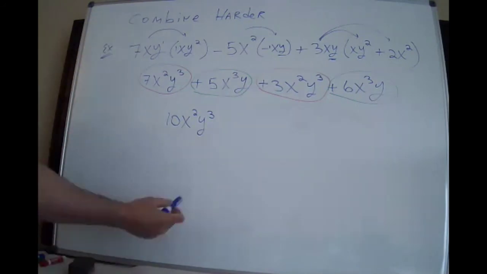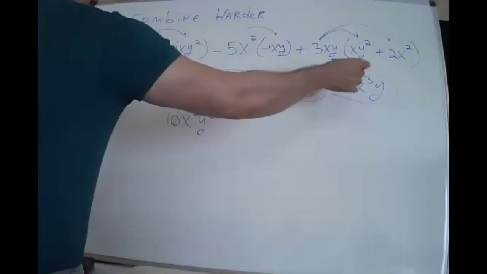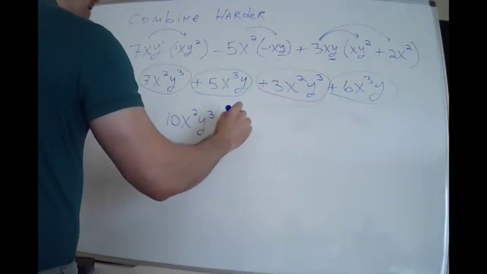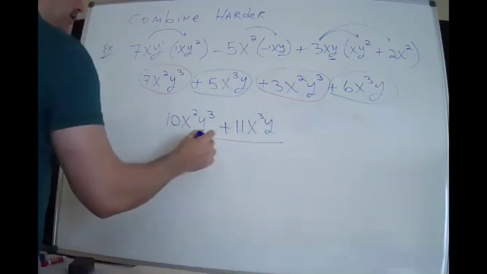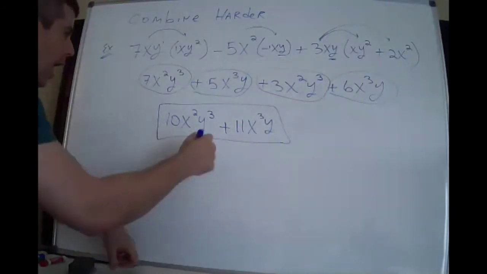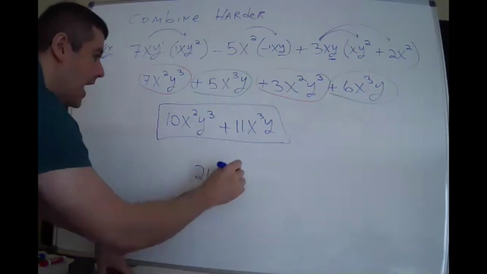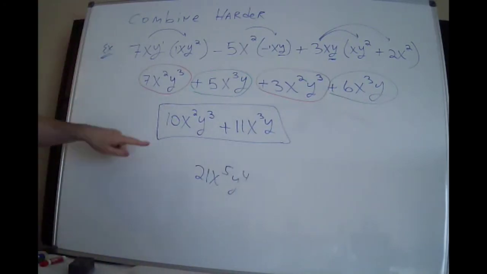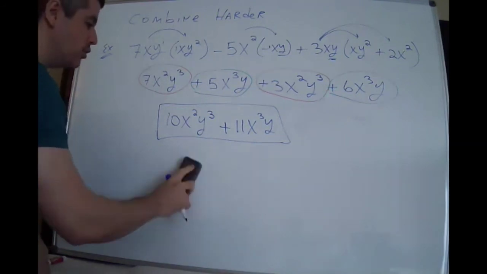They don't change. I have 5 x3y's and 6 x3y's. That gives me 11 x3y's. I don't have a different creature. And don't do anything weird and say, oh, I'm going to put them together. I have 21 x5, y4. What kind of nonsense is that? These are completely different creatures. You cannot combine them together.